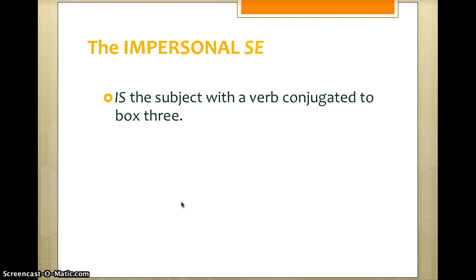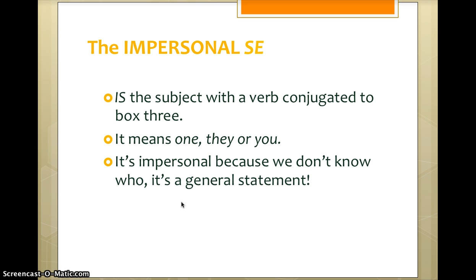Se is the subject with a verb conjugated to box 3. It means one, they, or you. It's impersonal because we don't know who is the subject. It's a general statement, a blanket statement of sorts.